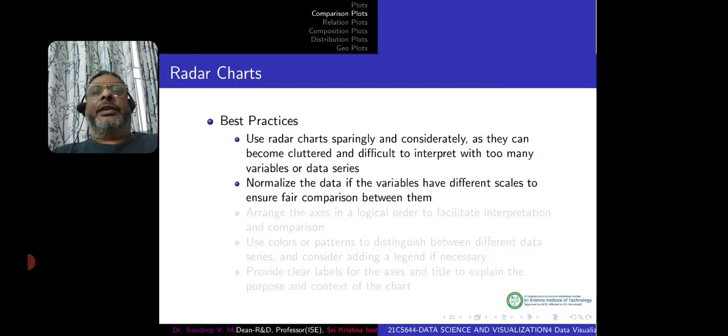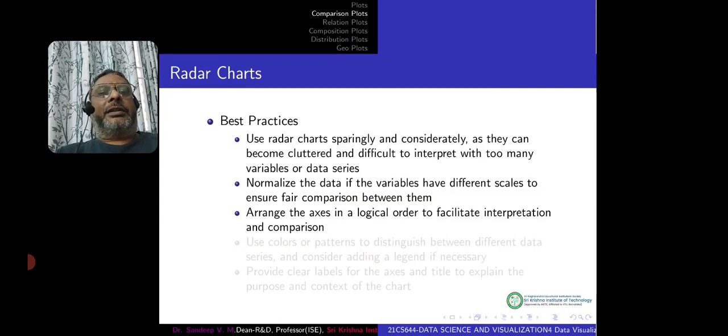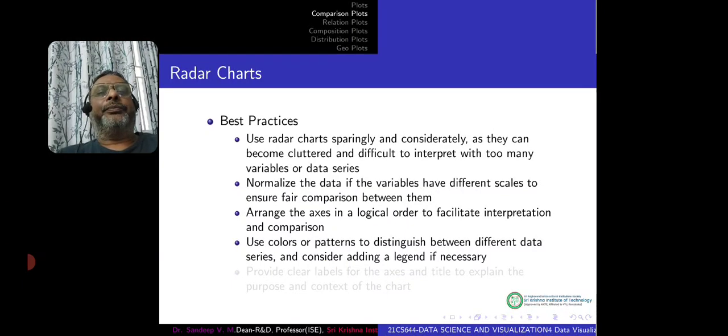Then it becomes difficult to use a radar chart directly, because the one which is shown in millions will not allow other variables to be visible. So we need to normalize before using the radar chart. Then we must ensure to arrange the axis in a logical order to make interpretation and comparison easy.